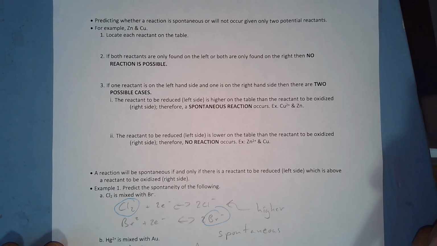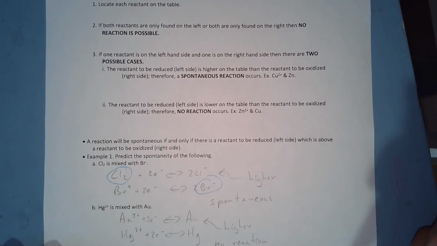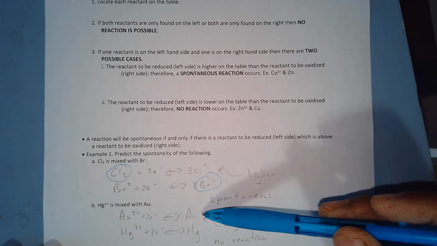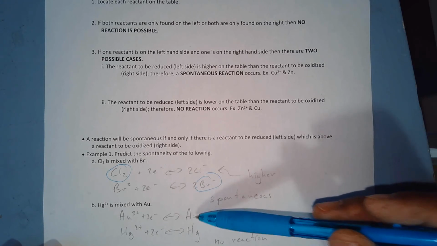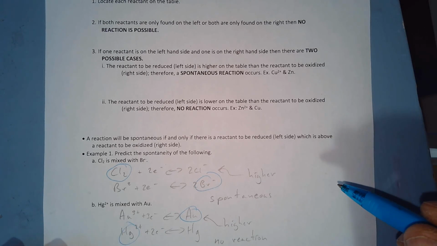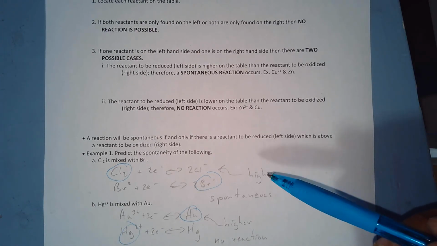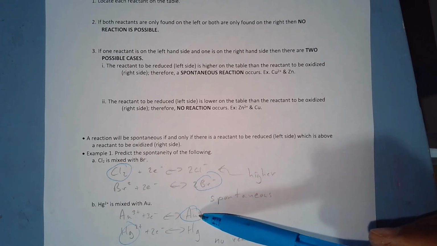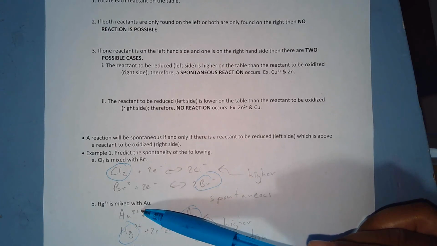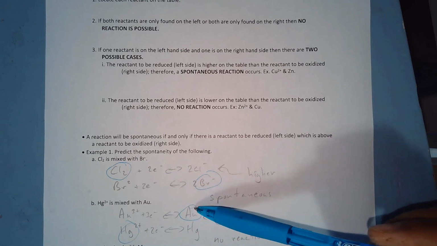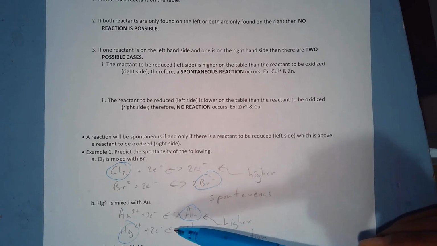Let's look at the next one, mercury 2+ and gold. There's the gold. This half reaction is higher. There's the gold, and then there's the mercury. So this is like the opposite of question A. In order to make this work, I'm going to have to flip this one around to put the gold on this side, which means that it becomes oxidized and then the mercury becomes reduced. And that's not going to work because the higher one should be the reduction reaction, not the lower one.